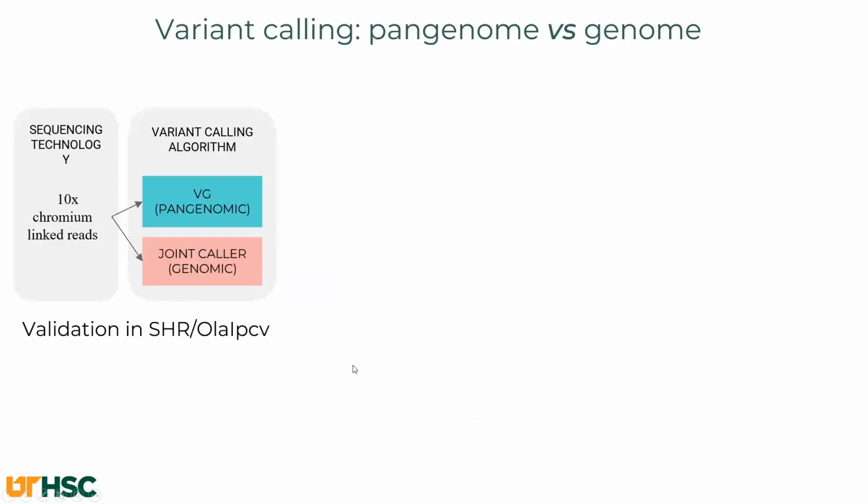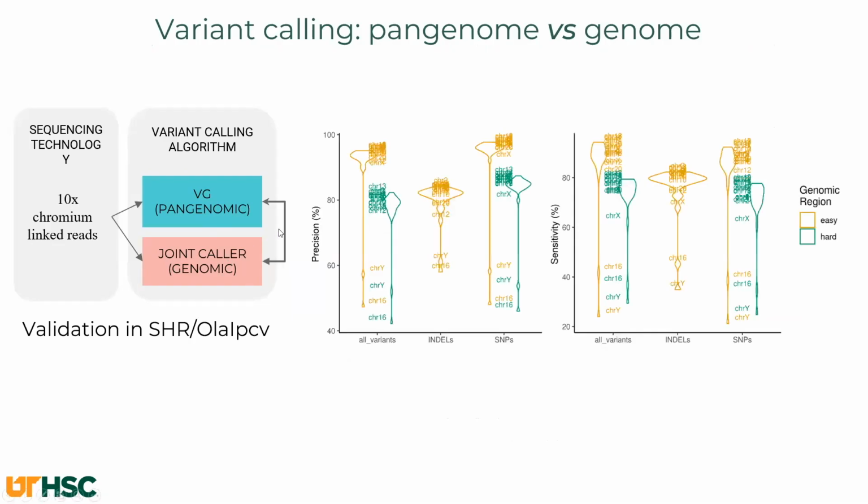So the other thing that is really useful to do, to check if these variants called by the pangenomic approach are real or not, is to try to compare these variants against the genomic standard approach, because this is my true set. And for this, you can see this comparison. This is the precision and the sensitivity for all chromosomes. And you can see here the precision, for example, for all variants, indels, and SNPs.